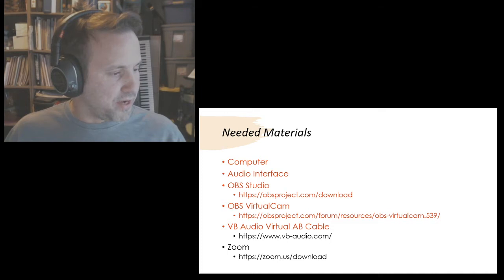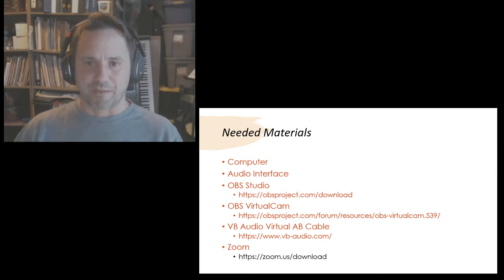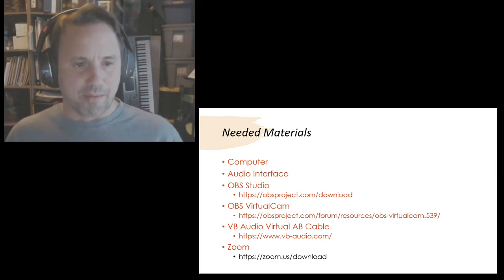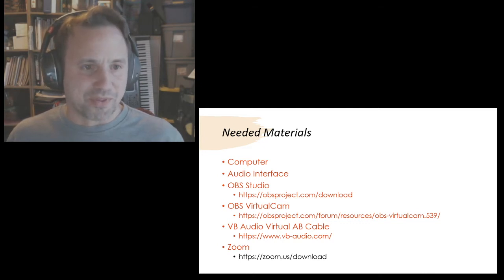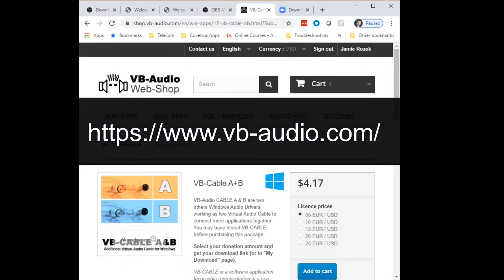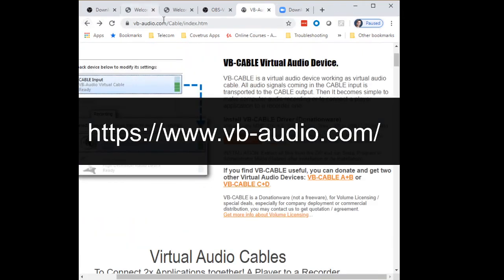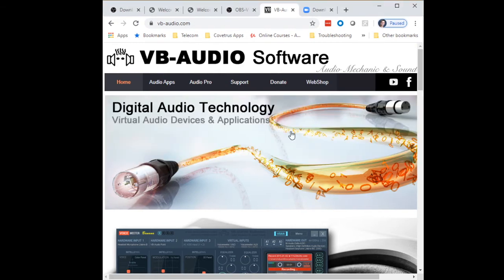So the next thing that we need to do is download a virtual audio cable. So yes, we have a virtual camera and now we need a virtual audio camera. I'm sorry, a virtual audio cable. That is going to be located at this website here, www.vbaudio.com. I'm just going to give you a moment to go there if you have not done so already, and I'm going to bring that page up for you.